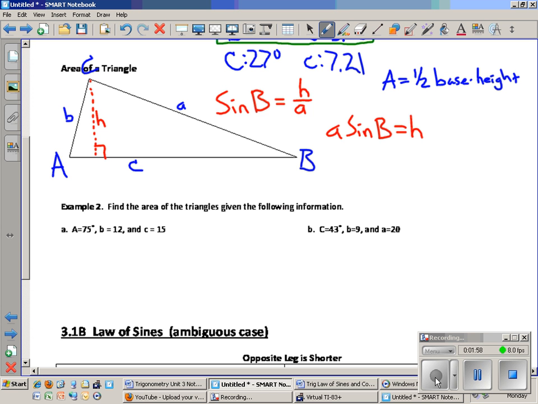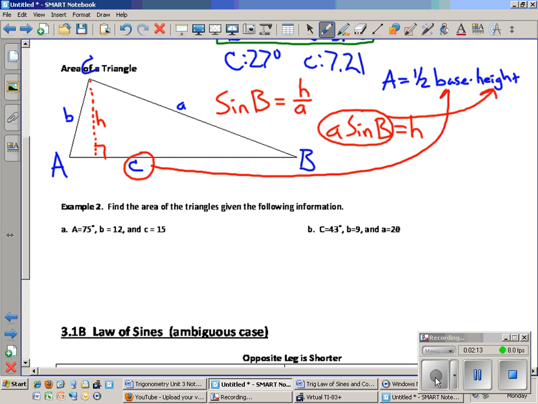So in this situation, we can replace this expression H for the height. And we also know that C is the base. So we come up with a new formula. Area equals 1/2 times the base, which is C, times the height, which is A times the sine of B.